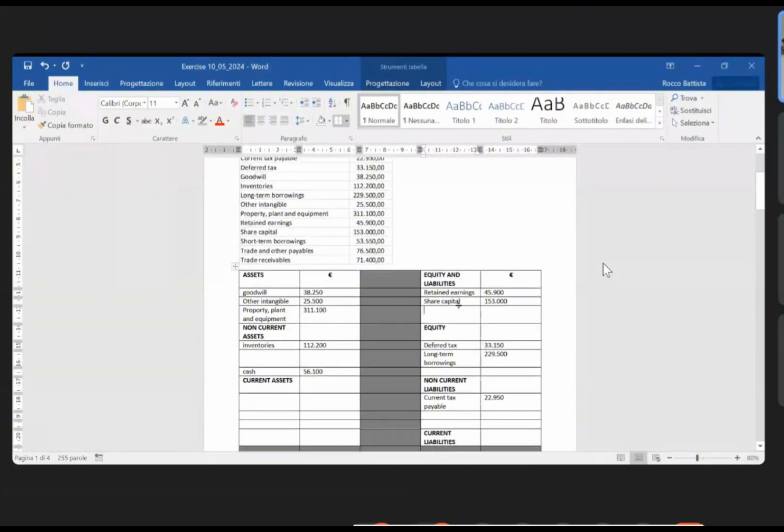Short-term borrowings. Someone want to try? Current liabilities. Current liabilities, very well.